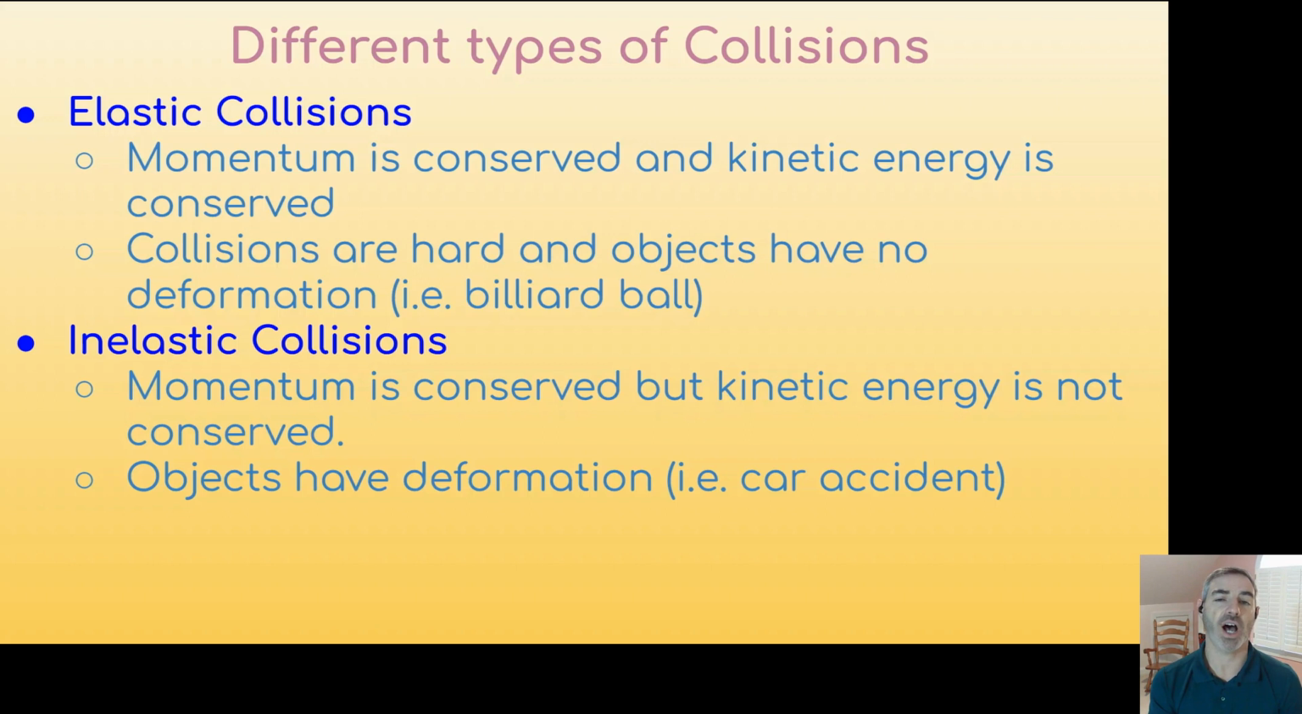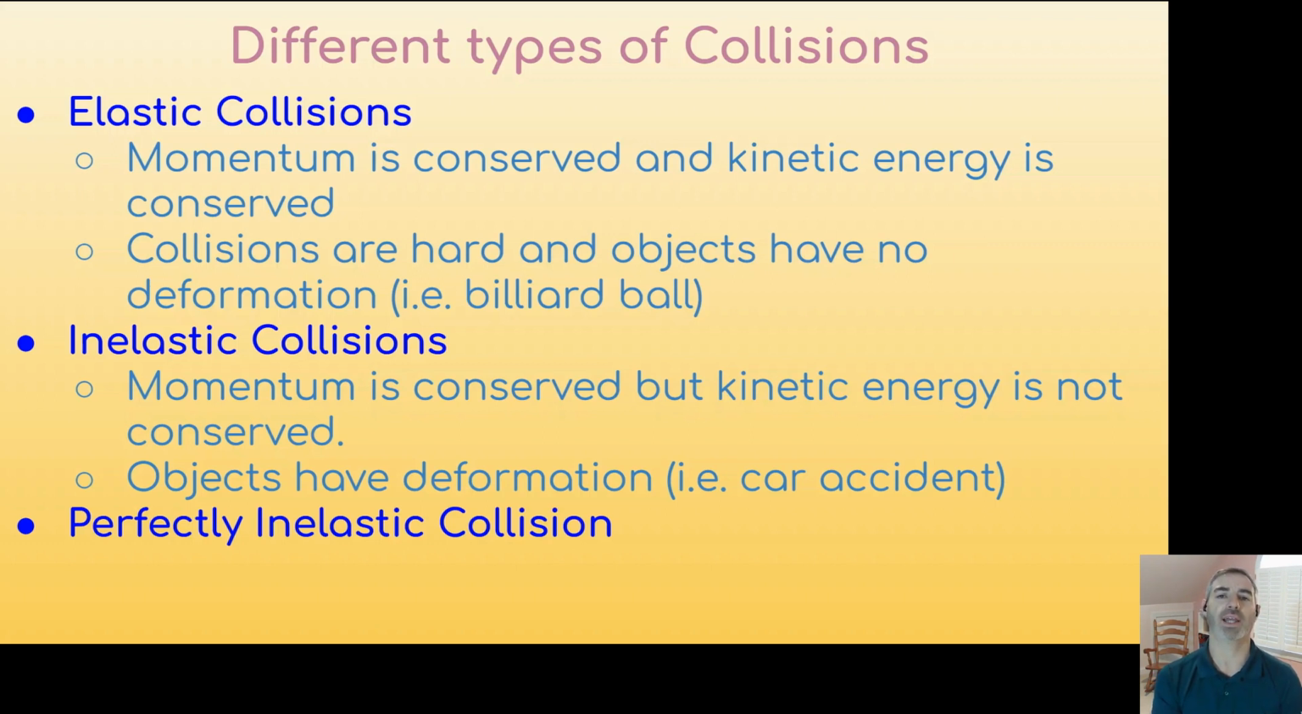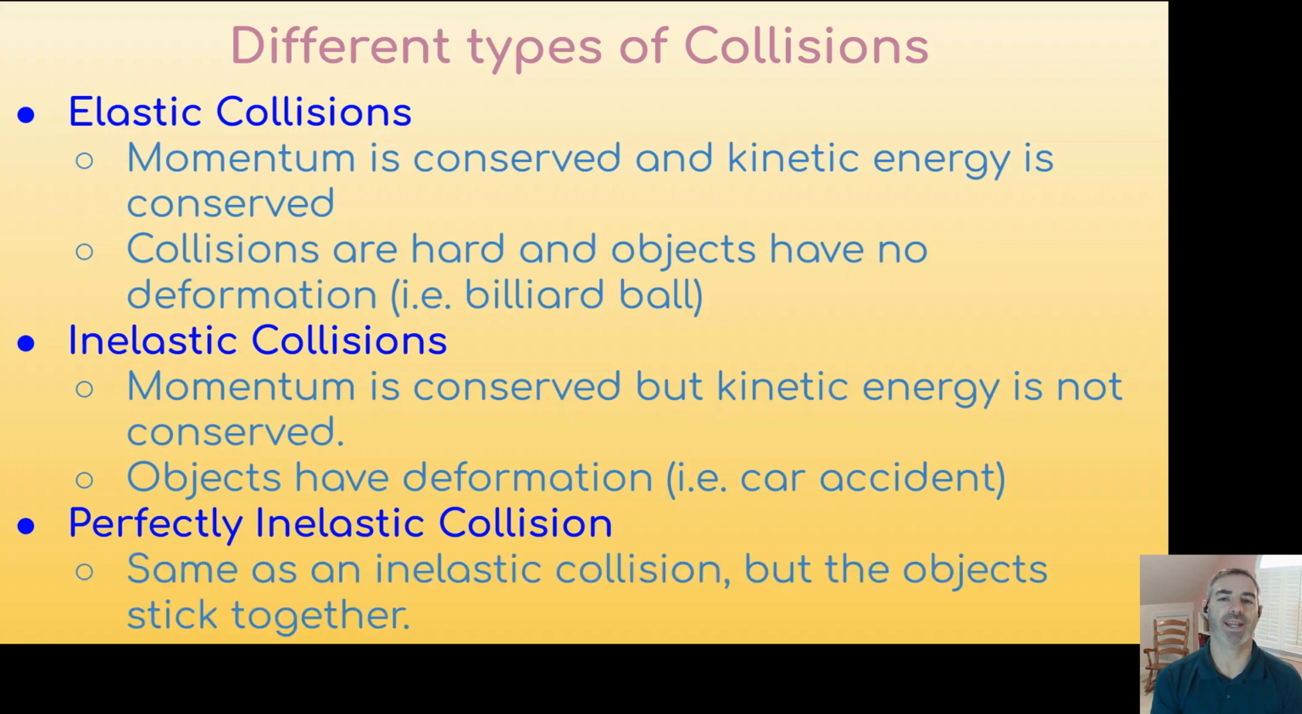A specific type of inelastic collision is a perfectly inelastic collision. It's still the same as an inelastic collision, but in this case, the objects collide and stick together. There's still momentum conserved, and kinetic energy is not conserved. In fact, this is the maximum amount of kinetic energy that can be dissipated: when objects collide and stick together.